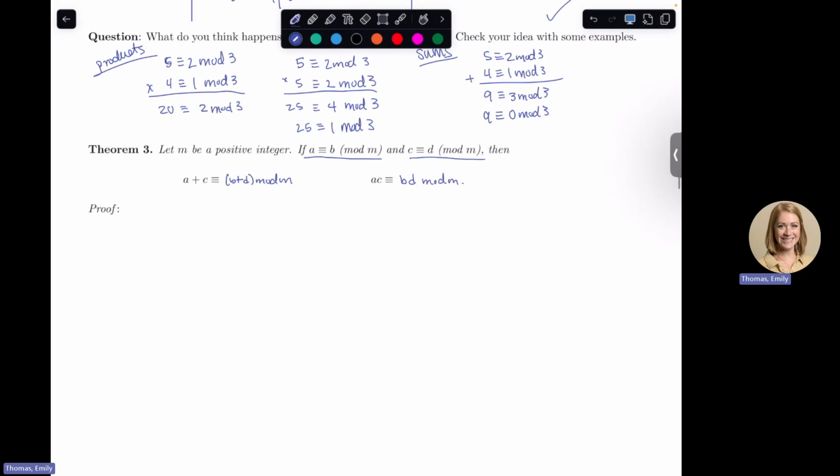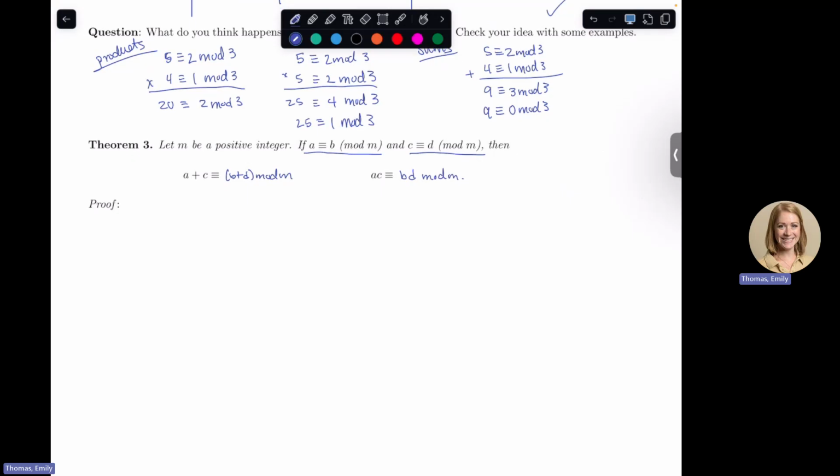All right. So we're going to do this. You ready? Yes, we are going to let M be an element in Z plus and A, B, C, and D be integers. We're going to assume A is congruent to B mod M and C is congruent to D mod M.